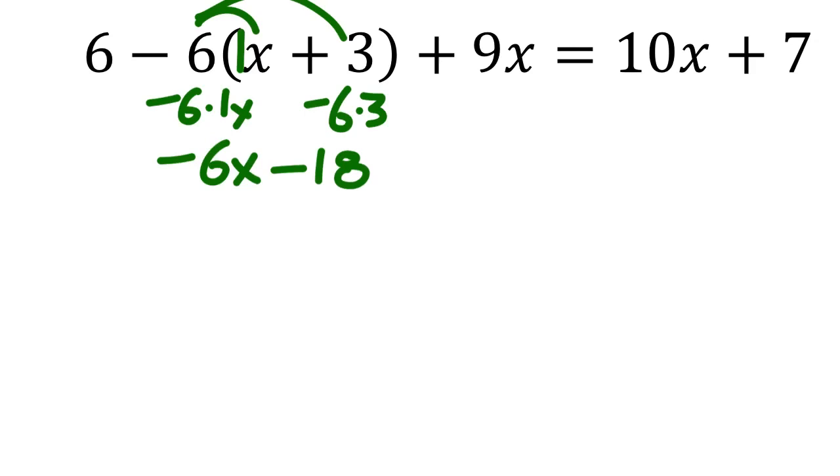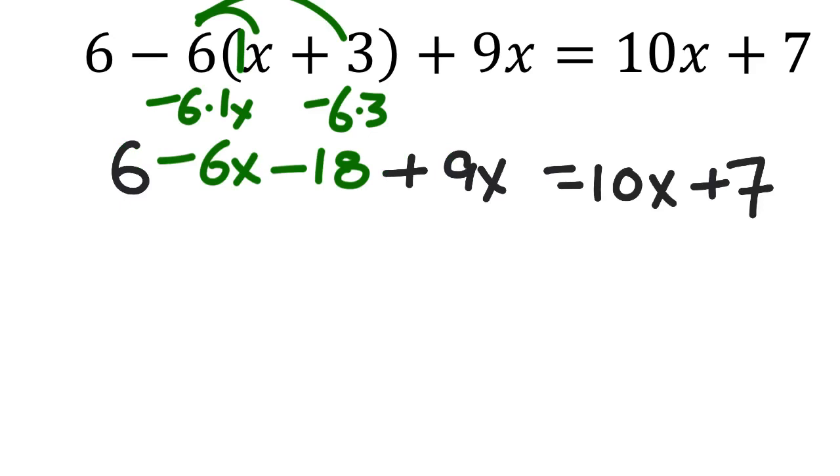Now, remember that positive 3 was because it was plus 3, right? But when I multiply it by negative 6, it becomes negative 18. I'm just going to show that as minus 18. So let's rewrite the full problem now. Well, now that we've gotten rid of the parentheses, we can focus on combining like terms.